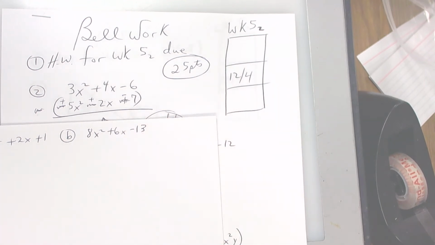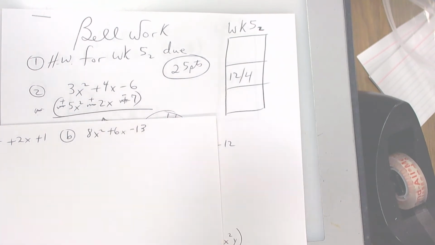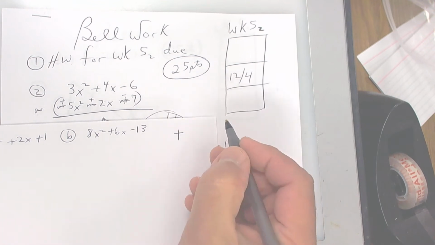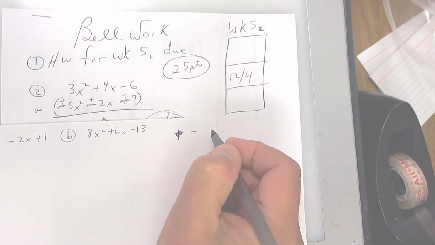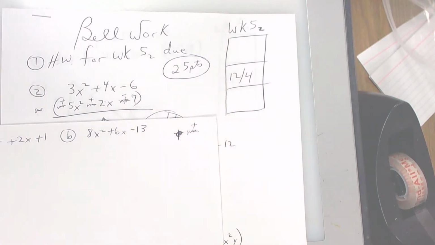Make sure you distribute, and when you do it this way, scratch it out and put the new sign. Okay, I don't want to see you where it's a negative and you change it to a positive. I don't want that. If it's a negative and you want to change it to a positive, I want you to scratch it out and put a plus.